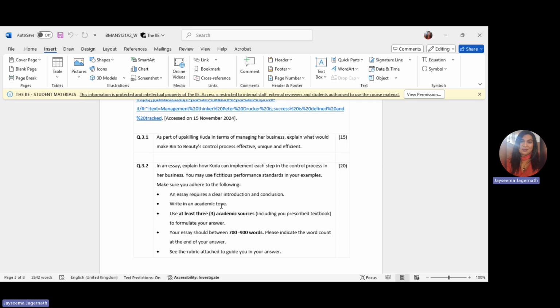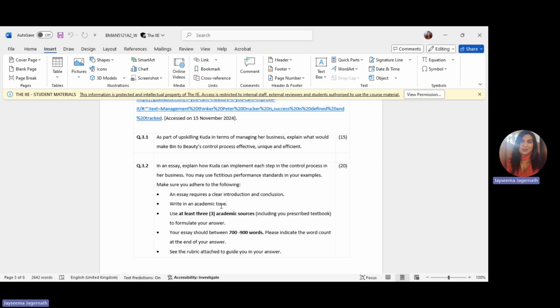And the way you're going to do it is you're going to have to answer using the controlling process, right? So the controlling process is establishing your performance standards, you measure it, you compare it, and then you take corrective action. As an example, if you wanted to produce 500 products by the end of the week, that's your standard, your goal that you're hoping to achieve.